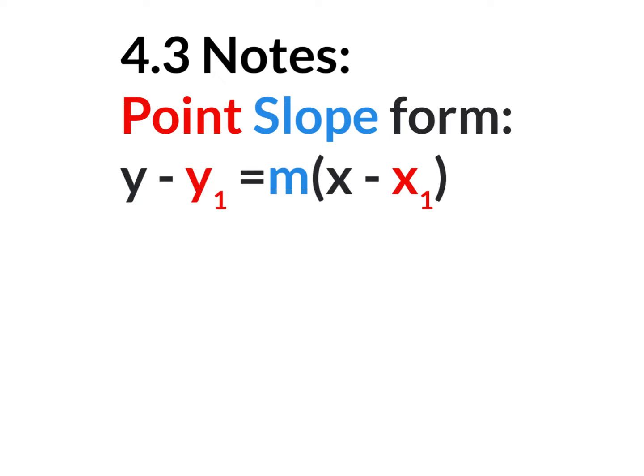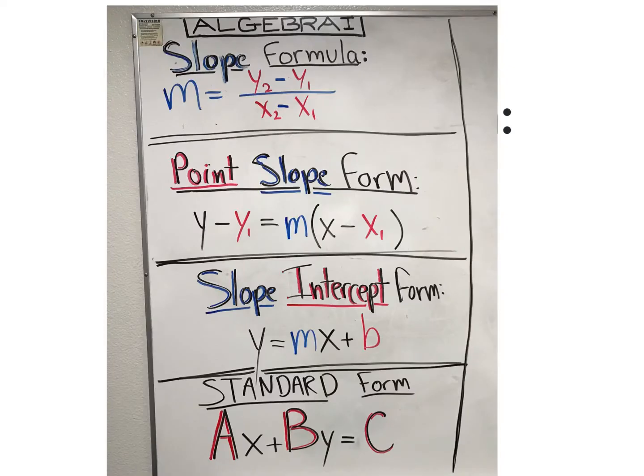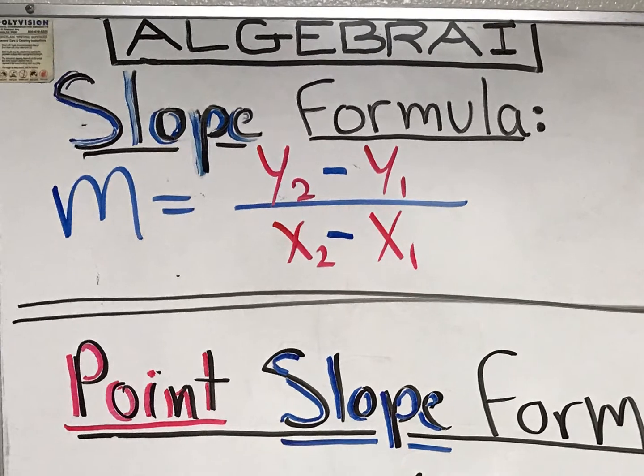This is section 4.3, and in this section we are learning yet another form. It's called point slope form. So on the wall we have everything that we need to know for this section. We begin with the slope formula. This is not a form, this is a formula, right?